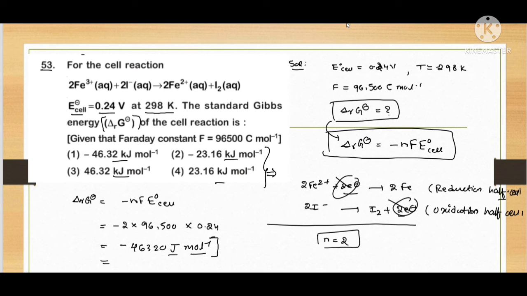Now divide this value by 1000, then it is converted to kilojoules. Minus 46320 by 1000 gives minus 46.32 kilojoule mole inverse. So we conclude that the del R G naught value is minus 46.32 kilojoule mole inverse. So option 1 is our correct answer.